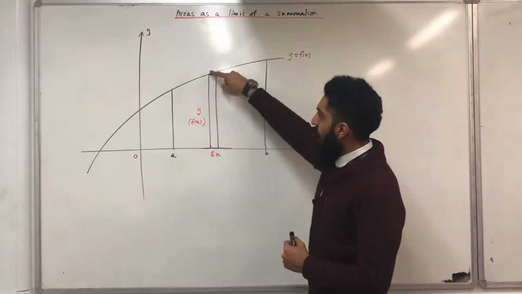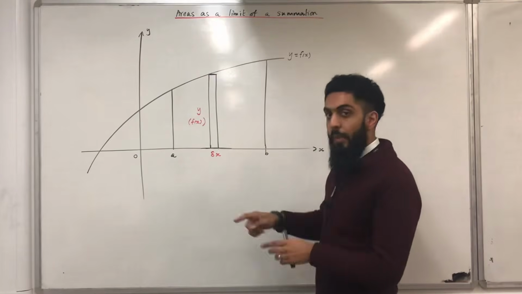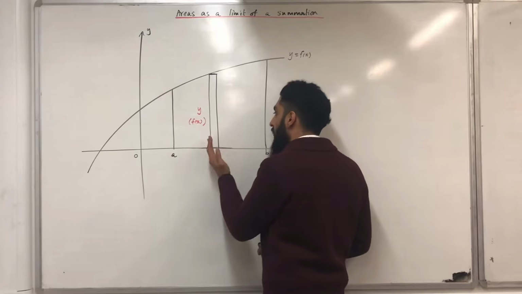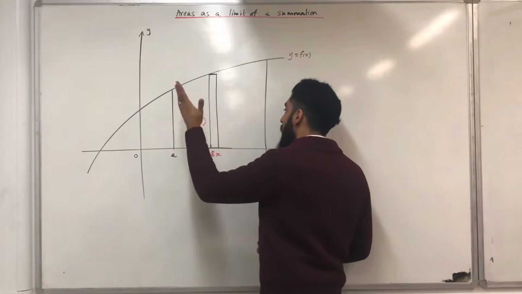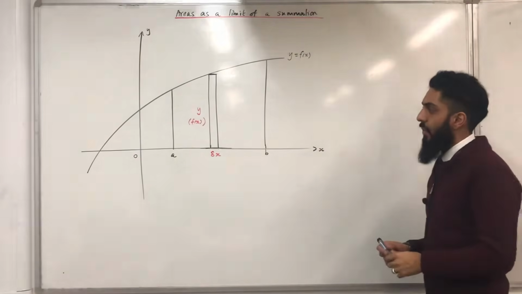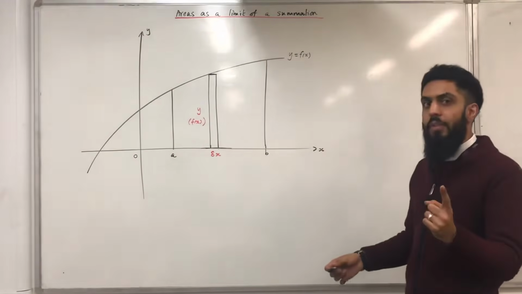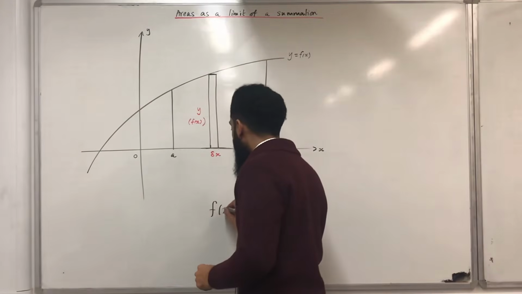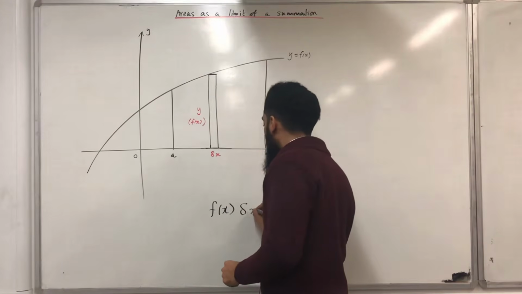Consider the following rectangle. Delta x represents a small change in x. It is the width of the rectangle. The height of the rectangle is y, or you could say f of x. Now, I want to find the area of this rectangle. It will just be f of x multiplied by delta x. So I can write f of x delta x.